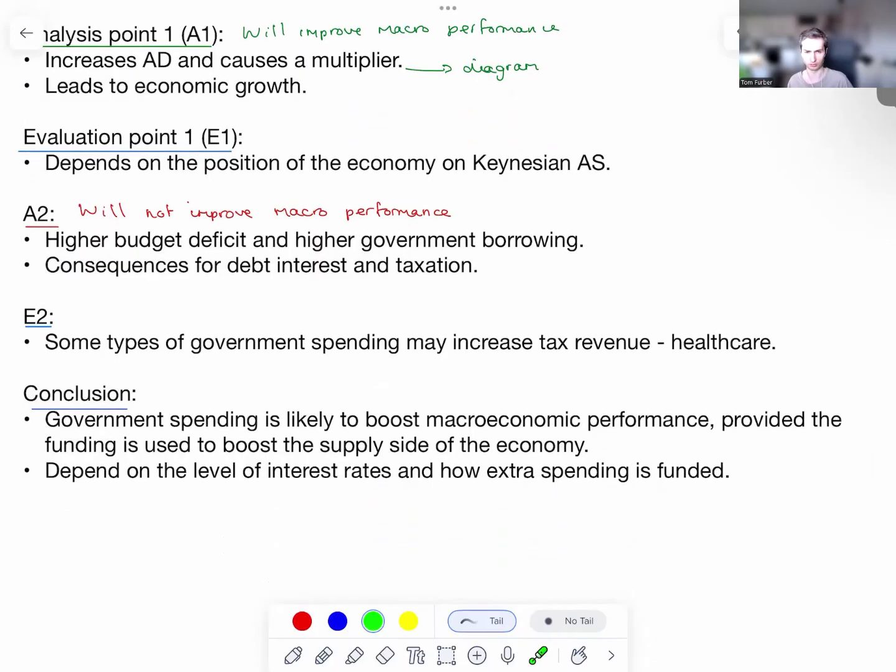And in conclusion, I'll make a judgment that says government spending is likely to boost macroeconomic performance, provided the funding is used to boost the supply side of the economy. But this depends on the level of interest rates and how that extra spending is funded.